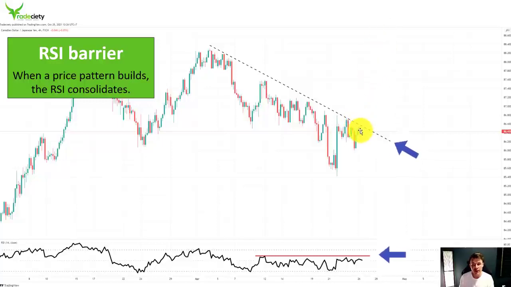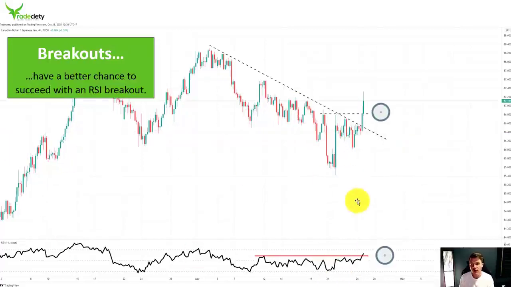So long trading ideas would be very wrong here, because the market is clearly in a range and there's no strength here, as the RSI indicates. However, shortly after, you can see the market did break out of the trend line, did break out above the previous highs. And at the same time, the RSI also gives you the breakout signal here.